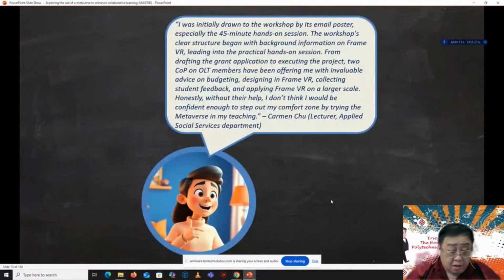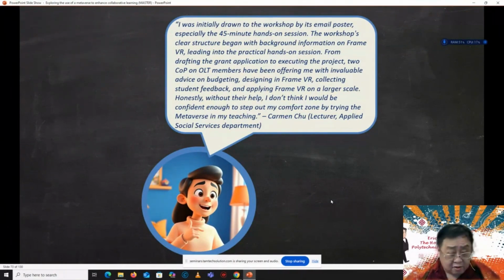Let's see if you have any teachers' feedback. Yes, we have. Our team has conducted workshops for teachers, because as I told you, we have collaborators who are teachers who are willing to work with us to deploy the metaverse to his or her classes.